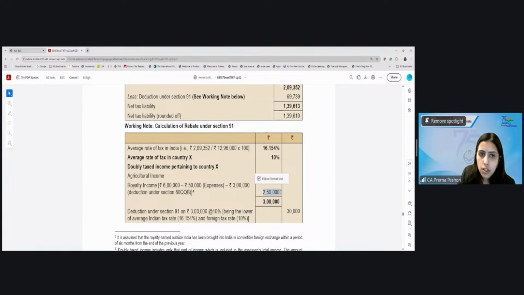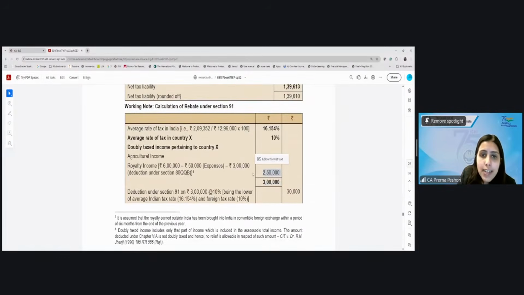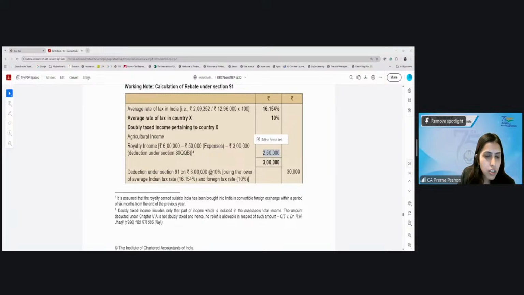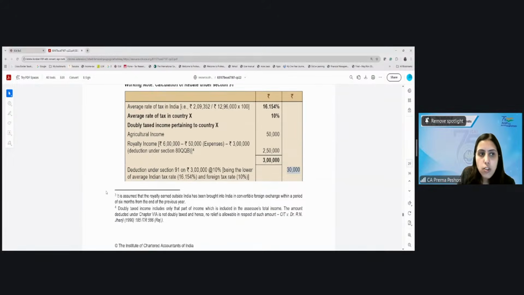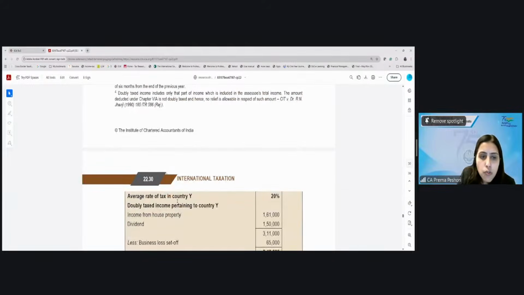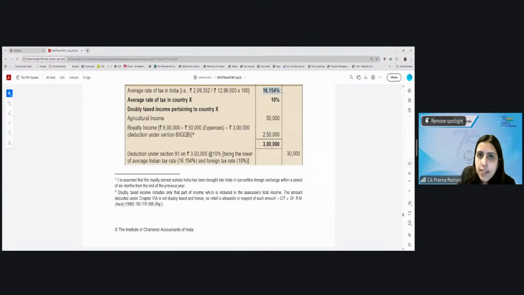Are you getting this point? So we will take doubly taxed income here, royalty, as 2,50,000 and not 5,50,000 or 6 lakh, because the amount deducted under Chapter VI-A is not doubly taxed, as per the R.N. Jhanji case. So the lower of these three, 10% on 3,30,000, is the FTC allowed under section 91. Now coming to country Y, the average rate of tax is 20%. India's average rate of tax is 16.154%. So this is the lower.